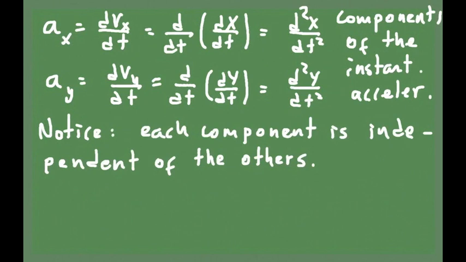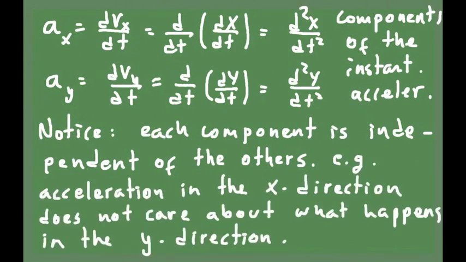And note that each component in these equations is independent of the others. Wherever there's an equation with x, y doesn't show up in the equation for the y component of the acceleration or velocity. The x component doesn't show up. So that means that, for example, acceleration in the x direction does not care about what happens in the y direction. Just because an object is accelerating in the x direction, that tells you nothing about the acceleration of the object in the y direction. This is something that is important to keep in mind.